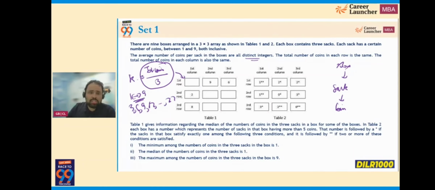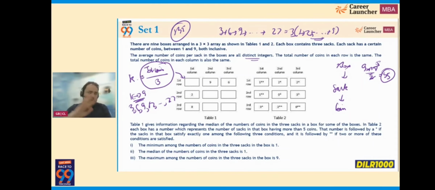So the sum total of the number of coins in this entire set is 3 plus 6 plus 9, so on and so forth till 27. I can write this as 3 into (1 plus so on and so forth till 9). Now the sum of the first 9 natural numbers is n into n plus 1 by 2, which is 9 into 10 by 2, which is 45. 45 into 3, so the total sum of all the coins in this set is 135. I hope everybody is clear with this.